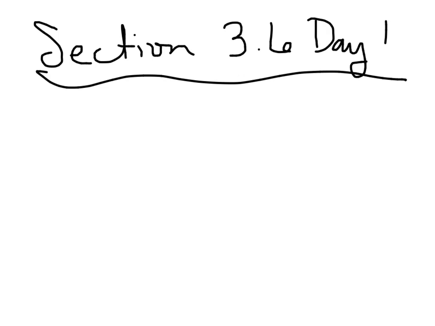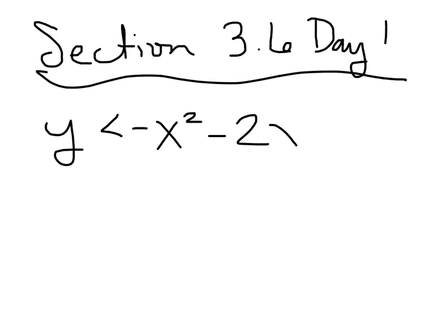Okay, so on section 3.6, we're going to deal with some graphing, but the graphing is a little bit different. Okay, again, the equation looks like this. Now, the first thing that I want to know is, what kind of shape did I ask you to graph? A parabola. How did you know it was a parabola? Because it's a square. Now, what is the difference in today's equation? The inequality sign. It's not an equal sign anymore.